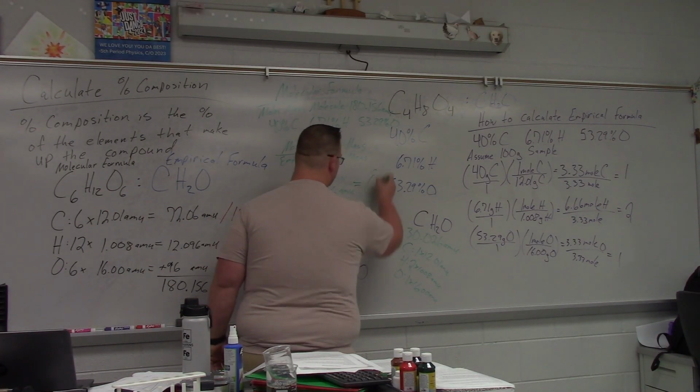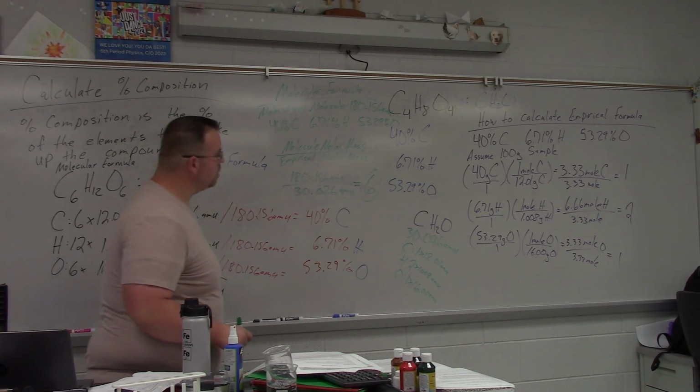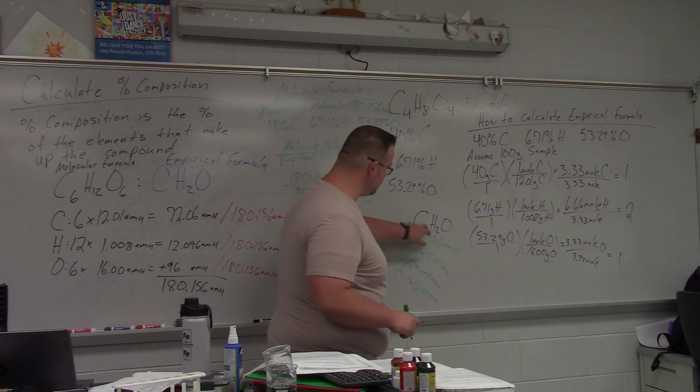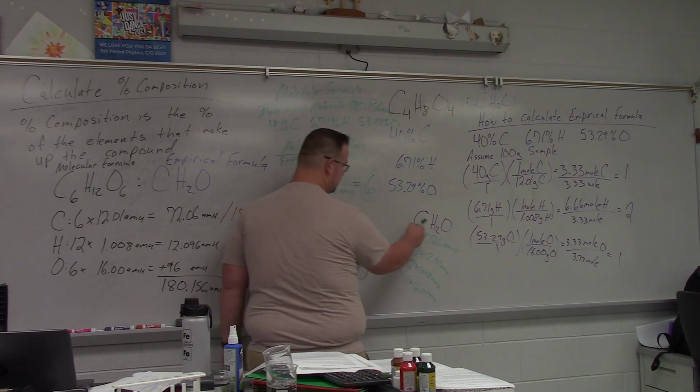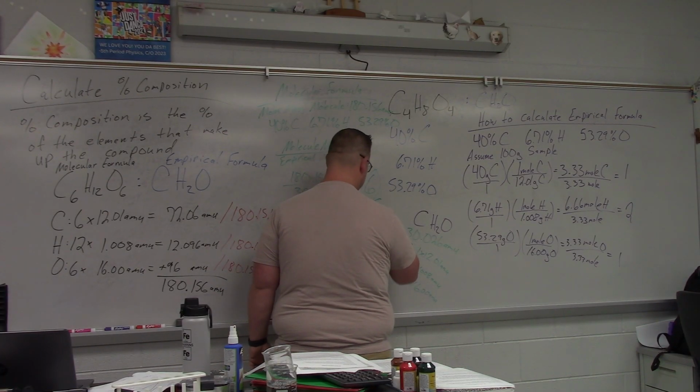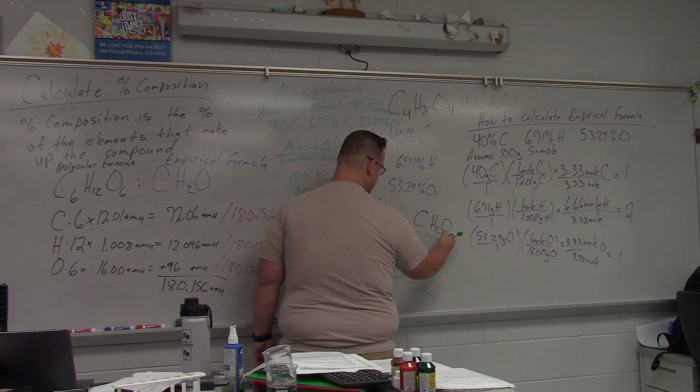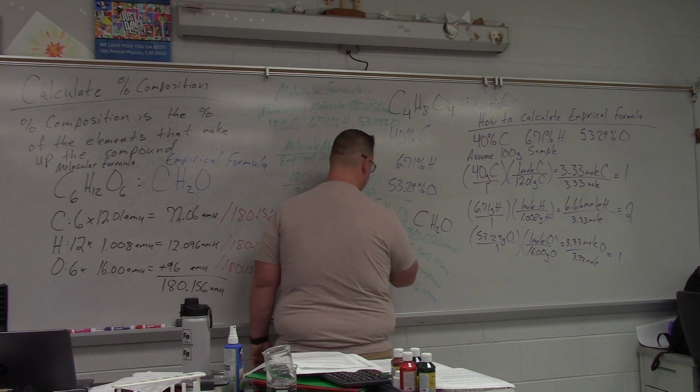So that's the multiplier. What that tells you is you will take that and distribute that into the empirical formula. So now we'll multiply. 6 times 1 is 6. 6 times 2 is 12. 6 times 1 is 6. That is the molecular formula.